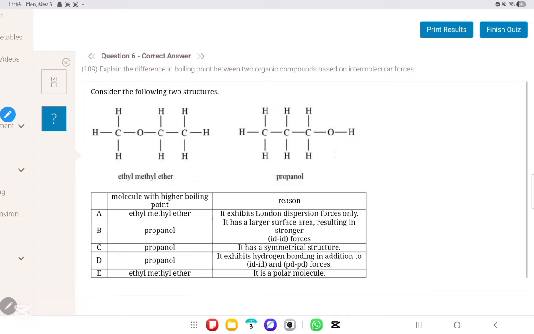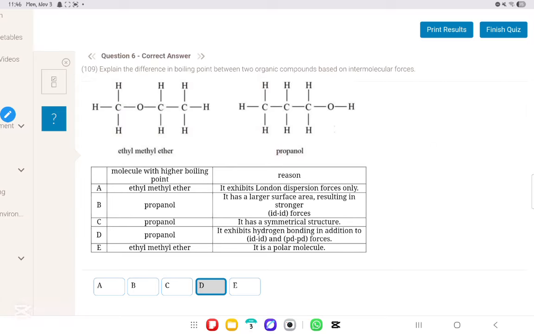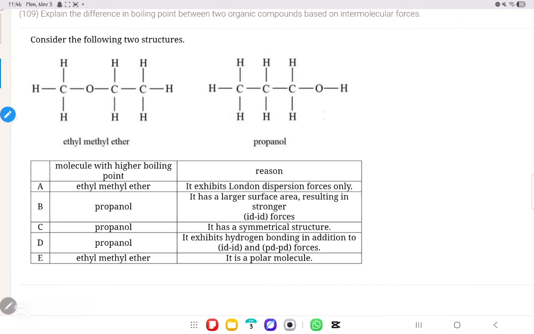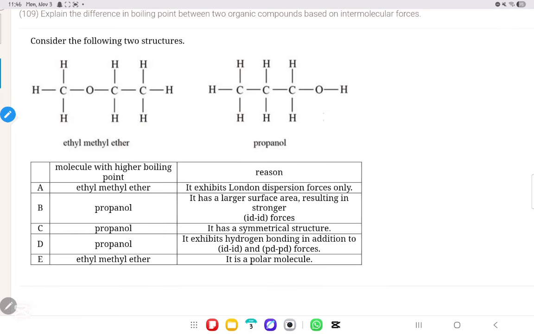What does it say? Consider the following two structures, ethyl methyl ether and propanol. Okay, so they want the molecule with the higher boiling point and why? Very simply, over here, this oxygen is not bonded to a hydrogen. If it's not bonded to a hydrogen, then it cannot form a hydrogen bond. So we forget about something called hydrogen bond. Here, this oxygen is bonded to a hydrogen. So because of this, it will be able to form a hydrogen bond.